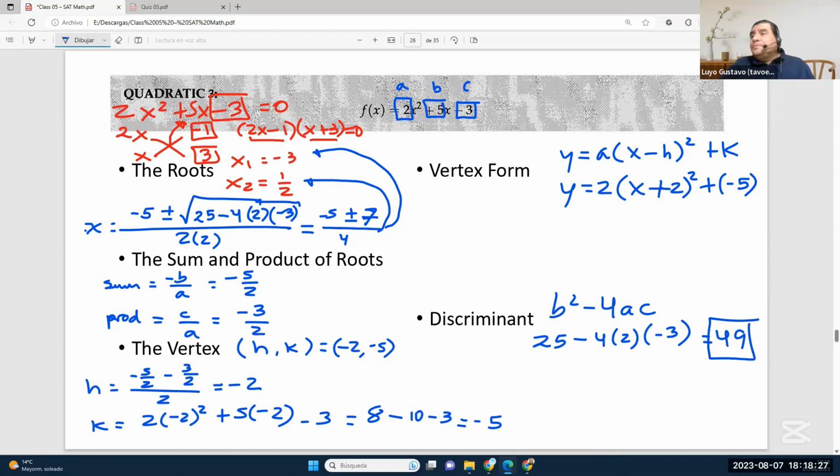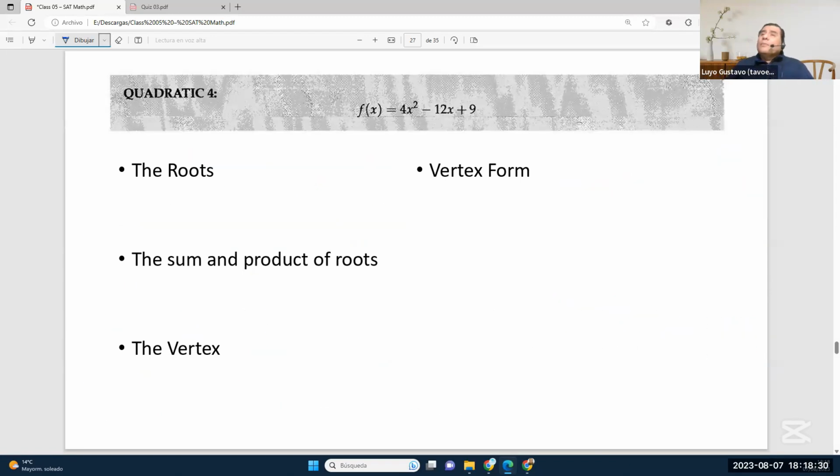Let's see another example. We have this quadratic equation, 4x squared minus 12x plus 9. What are the roots? Again, factorization could be good here. Take a look. 4x squared is the square of 2x. 12x is the same as negative 2 times 2x times 3. And what we have here, 9, is actually 3 squared. So clearly, this is a square trinomial.